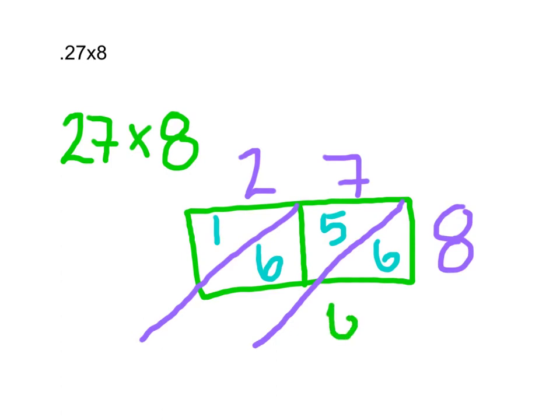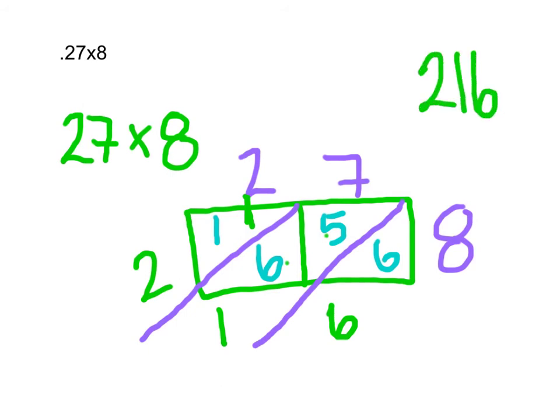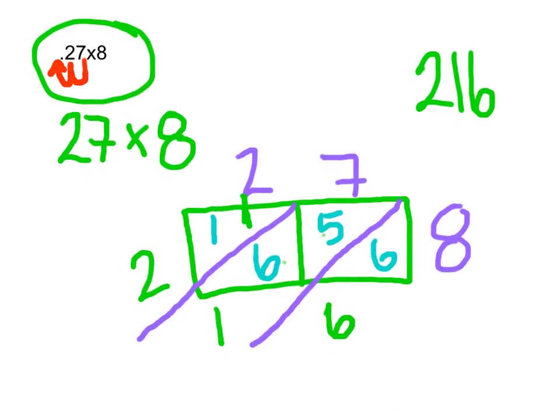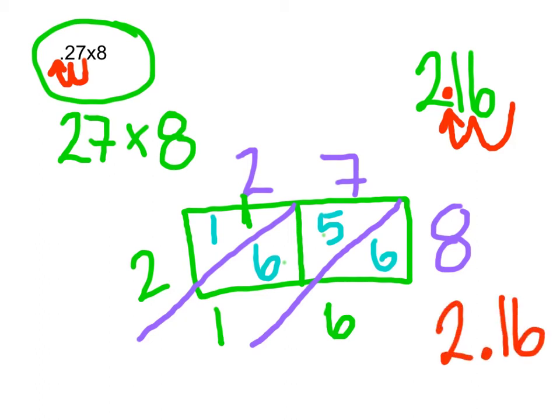So you have 6 plus nothing is 6. 5 plus 6 is going to equal 11. Carry your 1. 1 plus 1 is 2. So you have 216. But you need to go back to your original problem. You can just work with the 0.27 and you're going to count over the place values. And that's going to be counting over by 2. Since you know it's 2, you go back to your answer and you count over by 1, 2. Put your decimal in, and your final answer is 2 and 16/100.